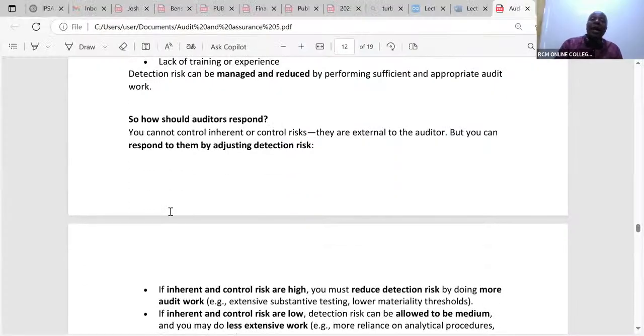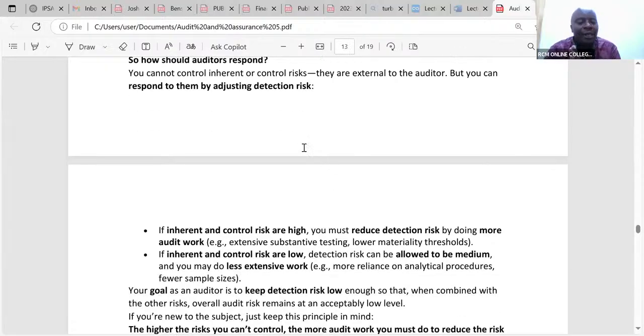So then, how should auditors respond to these risks? You cannot control inherent risk or control risk. These two, you cannot control them as the auditor. They're external to the auditor, but you can respond to them by making changes to the detection risk. Ladies and gentlemen, you may not have understood anything that I've taught, but this is something that I would want you to go home with.